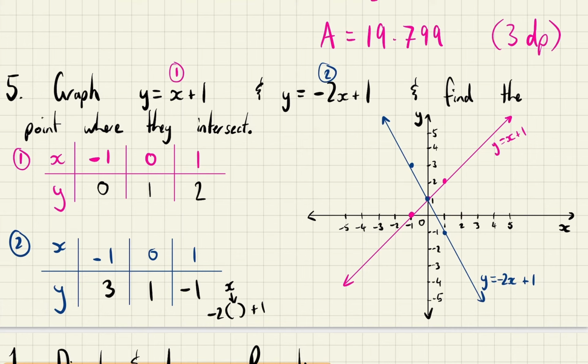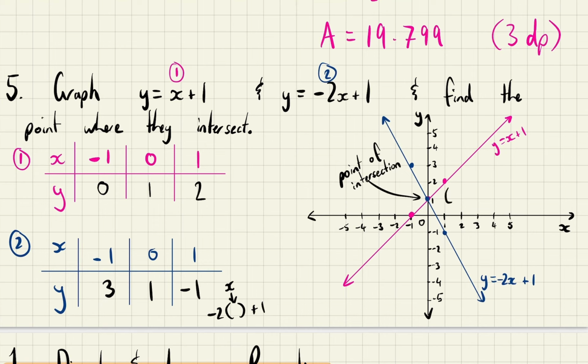Now, the part of the question that we haven't answered is, find the point where they intersect. So the point where they intersect is here. We actually noticed that earlier, because they shared the same points. But it asked us to graph, so we actually had to do the full graph anyway. Because this is the point of intersection, I'm just going to write point of intersection.